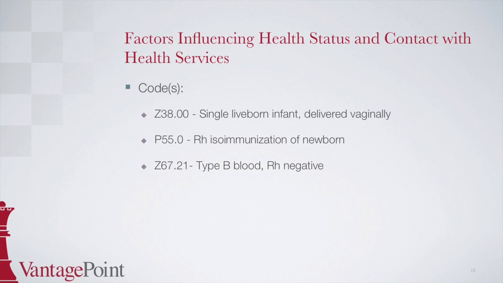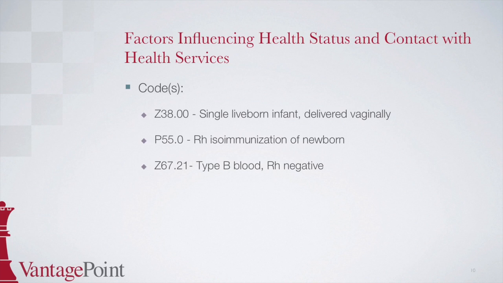The next code is P55.0, Rh isoimmunization of newborn. To locate this code, start at incompatibility in the alphabetic index, and then Rh, which has blood group and factor in parentheses, and then indented below find newborn, which points to P55.0, which you would then confirm in the tabular.